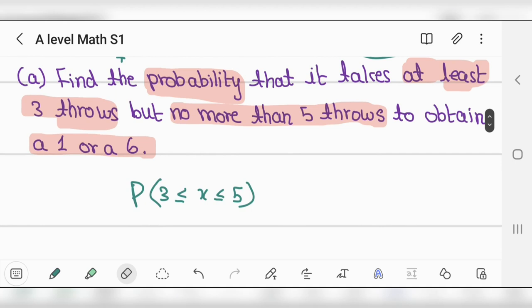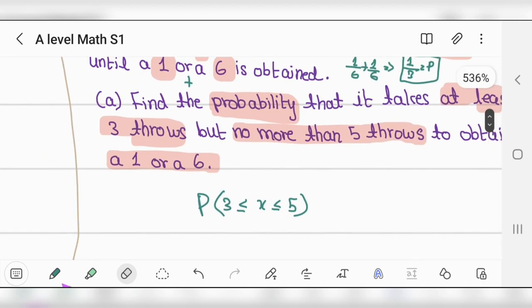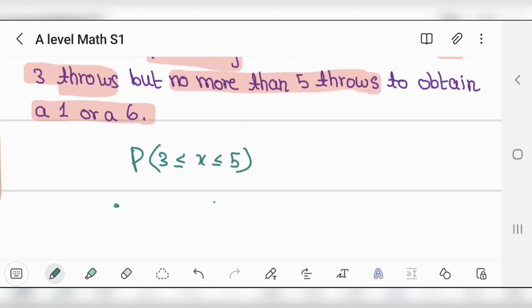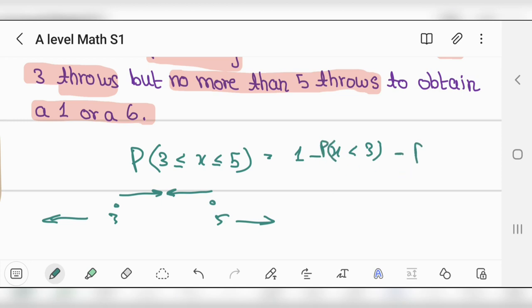Okay, so it's saying at least 3 throws, but not more than 5 throws, which means 5 is included, but not more. This is 3, this is 5, saying that it comes between. But we need to look at both ends, so we're going to subtract: 1 minus the probability of X less than 3, and the probability of X greater than 5.